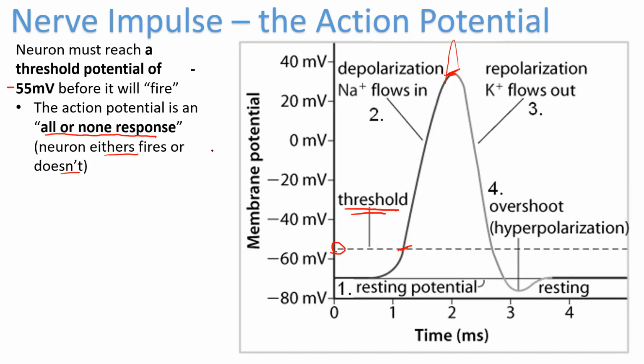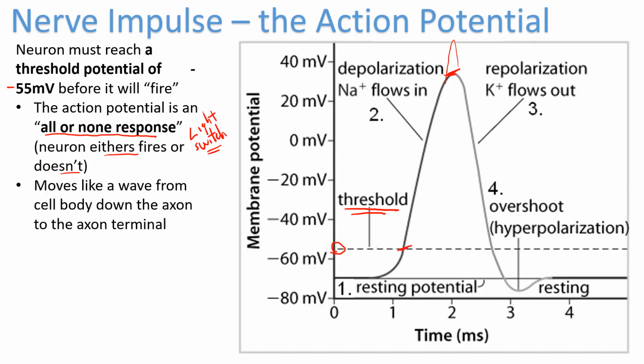It's like turning lights on. Okay, so your light switch. If you switch the lights on really hard, does it make it brighter in the room? No. You just reach that threshold of tripping the wire, connecting the wires, and the lights turn on. And then it moves like a wave down the axon to the axon terminal.